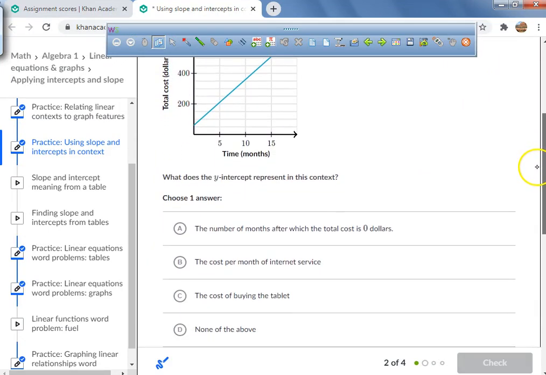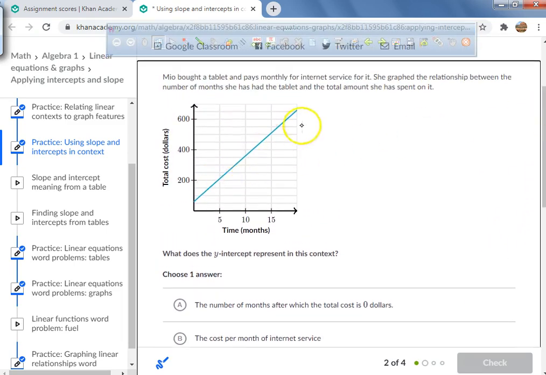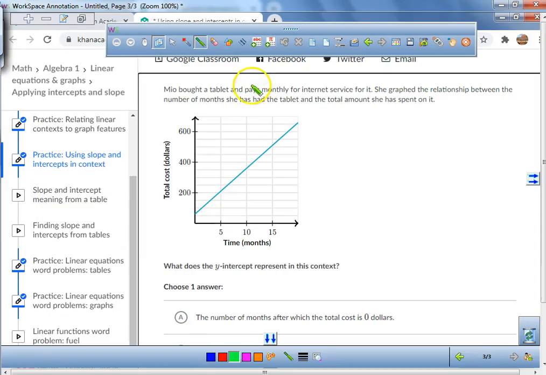Oh, I like it. I see the answer. Okay, so check this out. What does this represent? This represents the monthly what? Internet service. And this is the total amount that she spent. So this is the rate of the internet service.